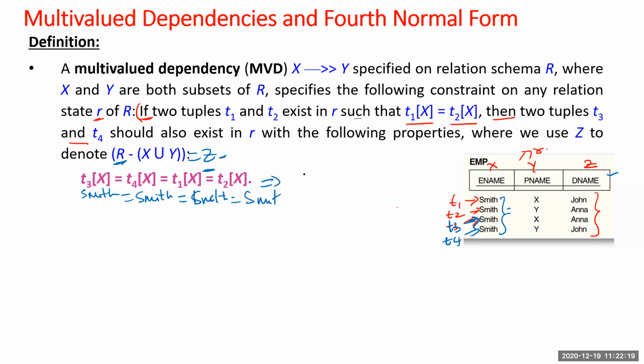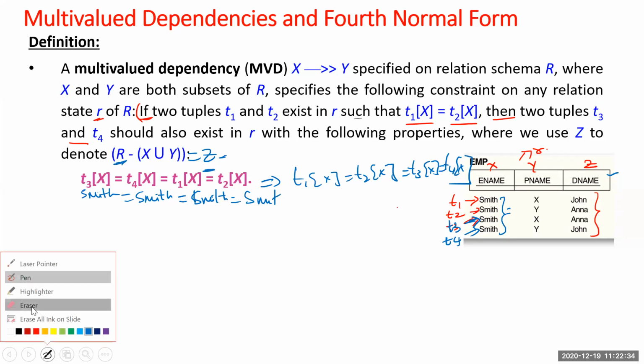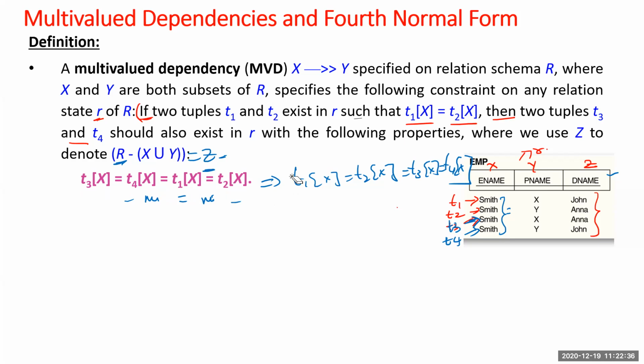You can also write it directly. You write T1 of X is equal to T2 of X is equal to T3 of X is equal to T4 of X. You can also write like this, however you want. But the next one you can't write like that, okay? So now all these four tuples are equal with each other, right?